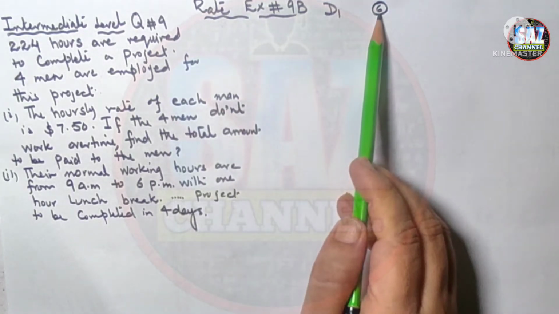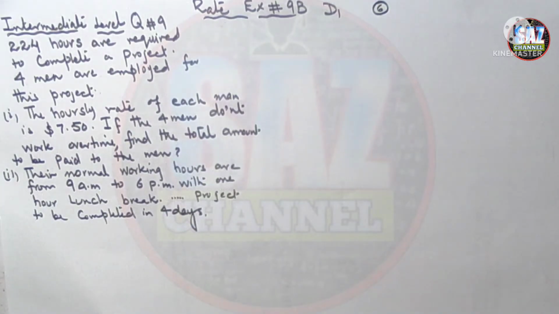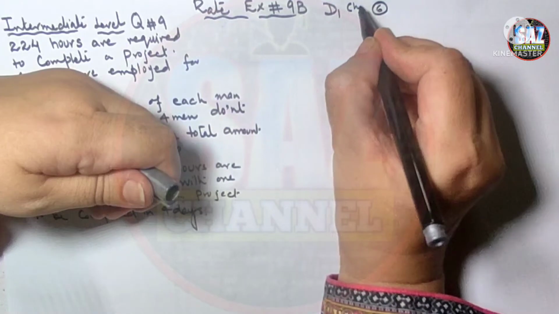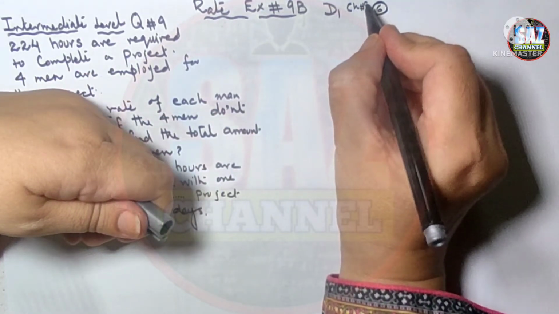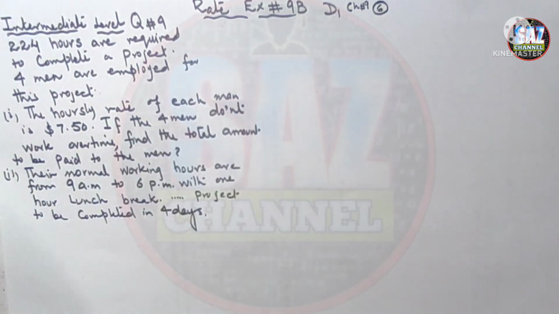This is my sixth lesson of D1, chapter number 9, exercise 9b, that is about the rate. What is the difference between ratio and rate, and how to apply the concept of rate? These are the questions that have to be really clear to all of my students.